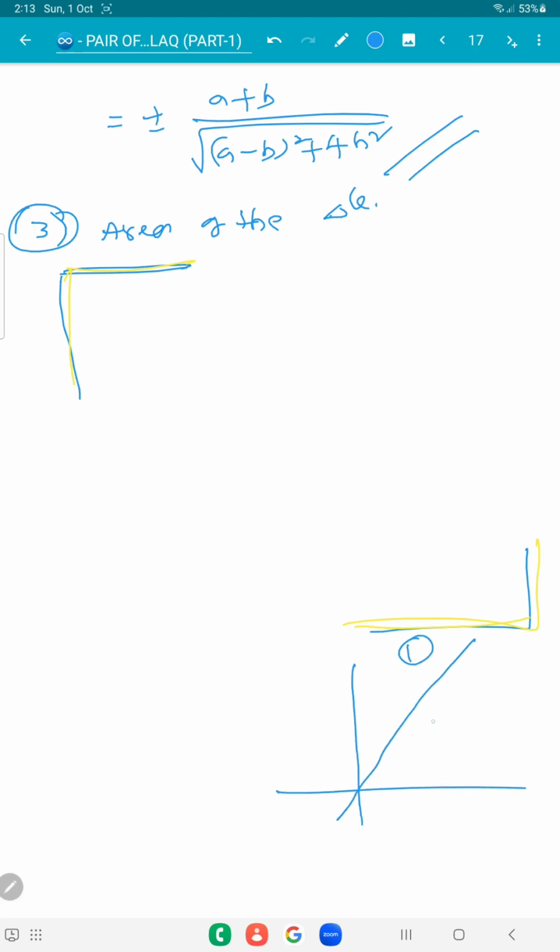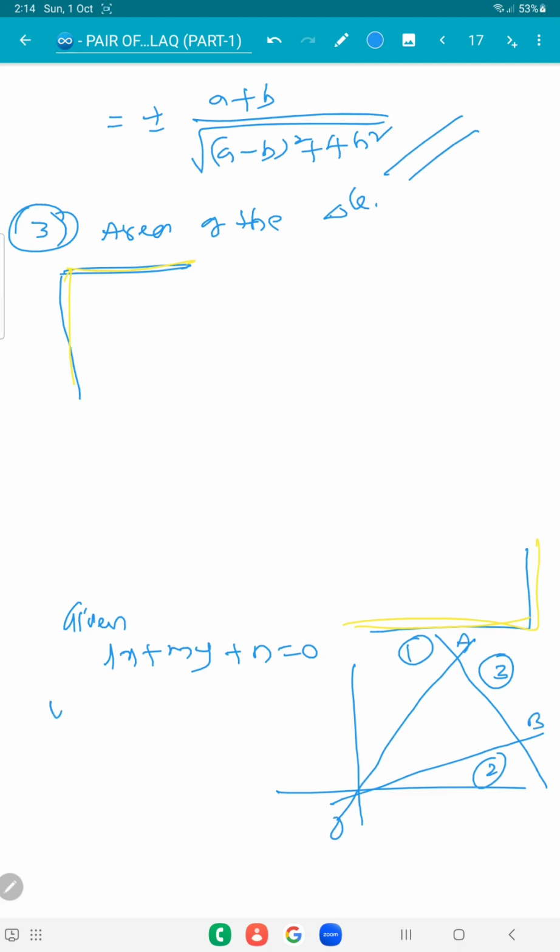So this is the first equation, L1 x plus M1 y. Let this be the second equation, L2 x plus M2 y. Third equation is given, right? Given Lx plus My plus N is equal to 0. Okay. Let us introduce A and B. Let A be the point of intersection of 1 and 3. B is the point of intersection of 2 and 3. So A and B, the points of intersection, we need to find that.